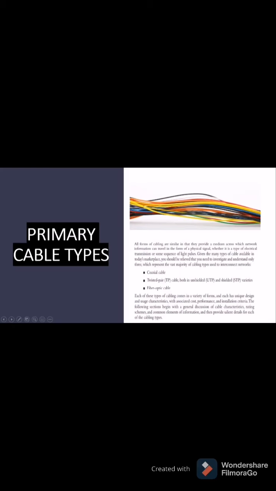Primary cable types. So there are three types of primary cables, and those are coaxial cable, twisted pair or TP cable, both in unshielded or UTP and shielded or STP varieties. And the third one is fiber optic cable. Each type of cabling comes in a variety of forms, and each has unique design and usage characteristics with associated cost, performance, and installation criteria.